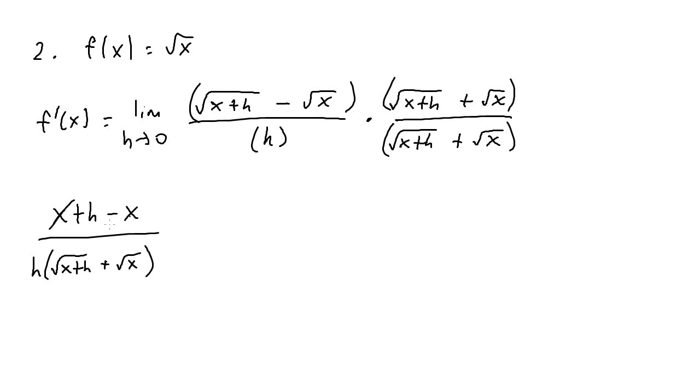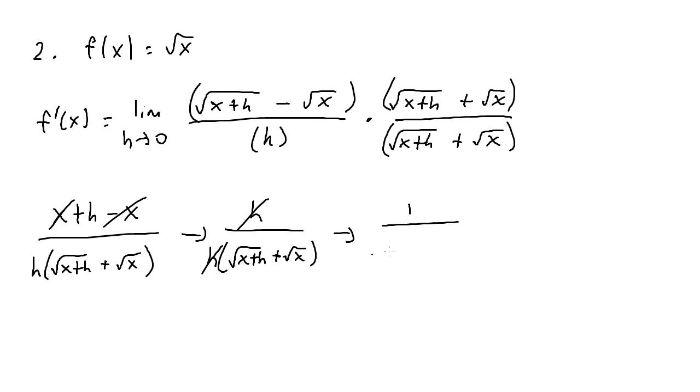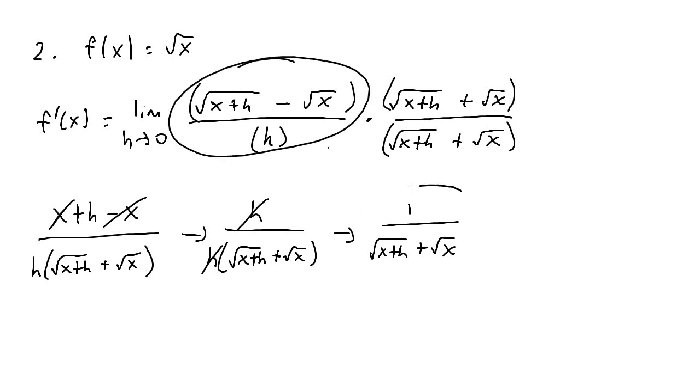Now x and negative x will cancel, so we're left with h over h times the square root of x plus h plus the square root of x. And realize that the h's will also cancel, so we're left with 1 over the square root of x plus h plus the square root of x. So now that we have simplified this entire thing down to this, we can go ahead and rewrite the limit.